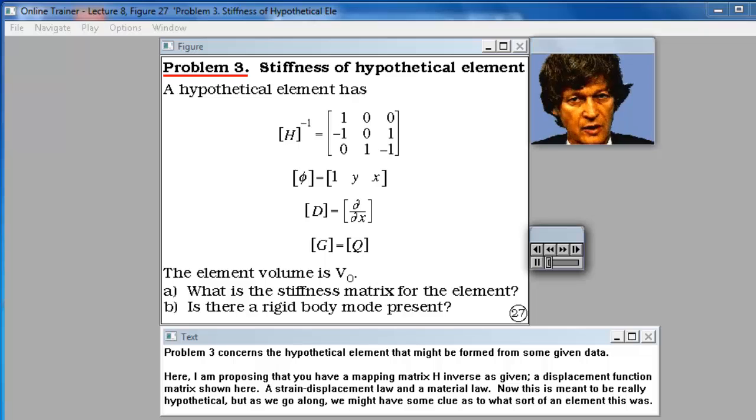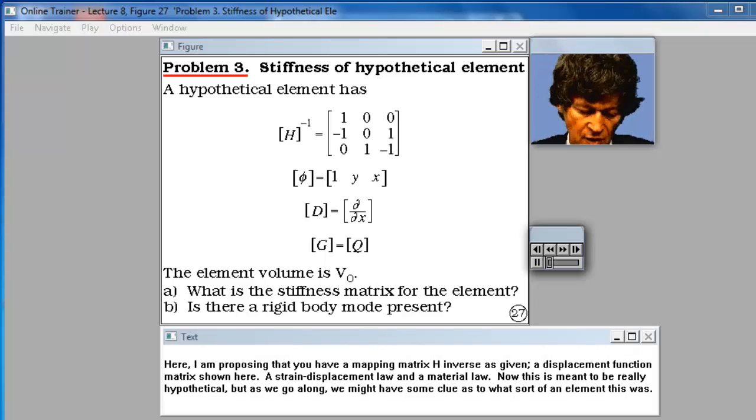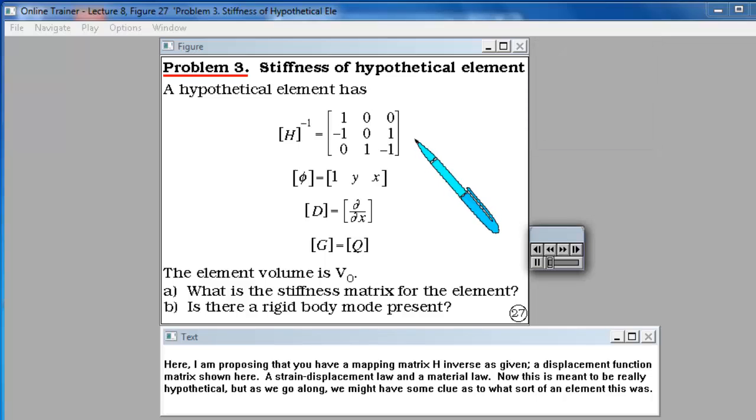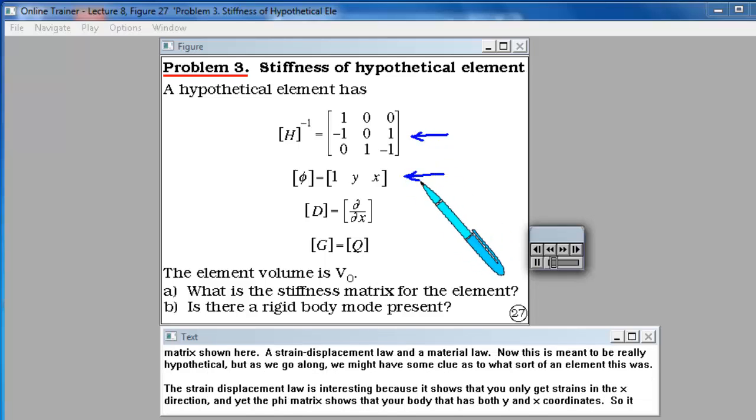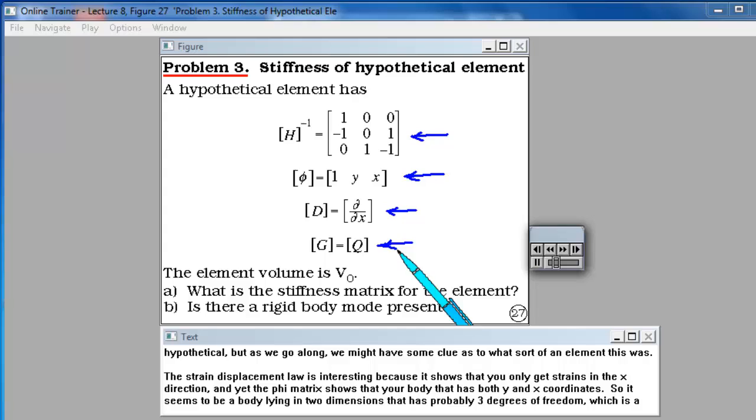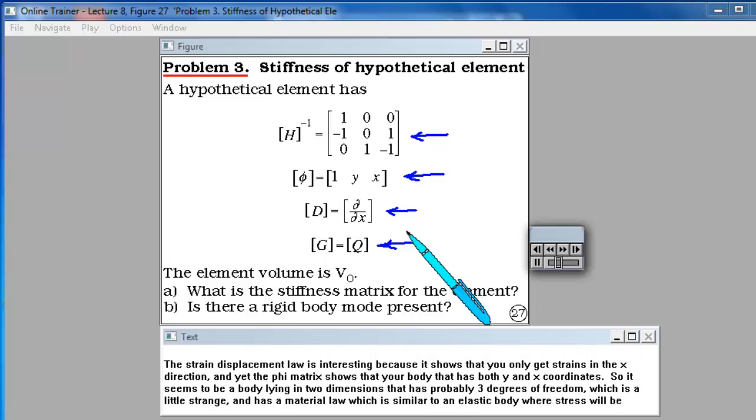Problem 3 concerns the hypothetical element that might be formed from some given data. Here I'm proposing that you have a mapping matrix H inverse as given, a displacement function matrix shown here, a strain displacement law, and a material law. Now this is meant to be really hypothetical, but as we go along we might have some clue as to what sort of an element this was.